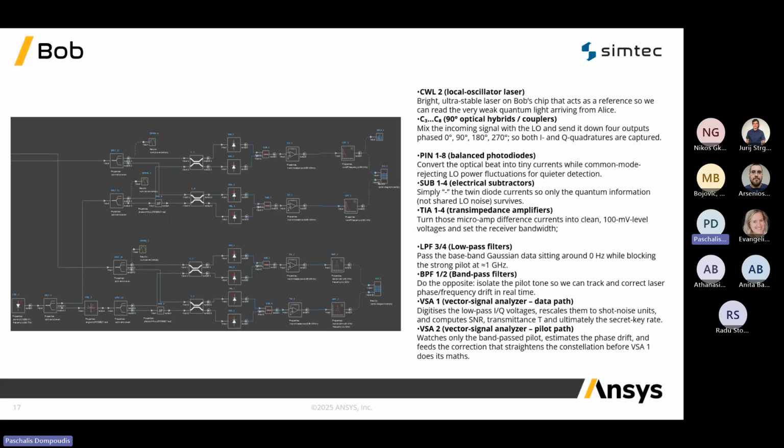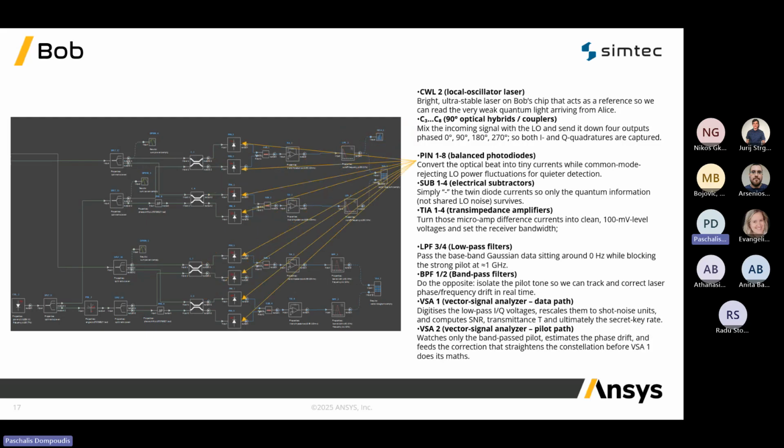Now this is the circuit of Bob. First, we have the local laser, the local oscillator that we discussed previously. Then we have the optical hybrids, which are 90 degrees optical hybrids that mix the local oscillator with the incoming signal and spit out 4 copies that are 90 degrees apart.